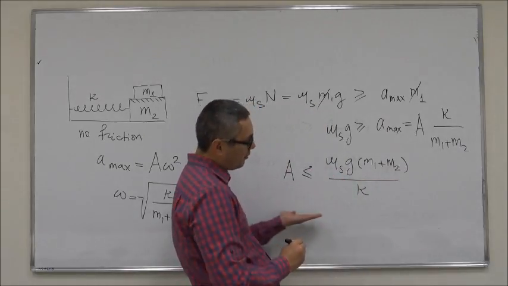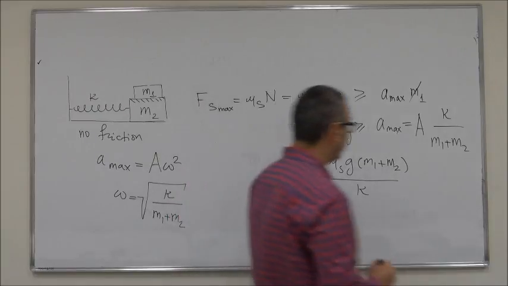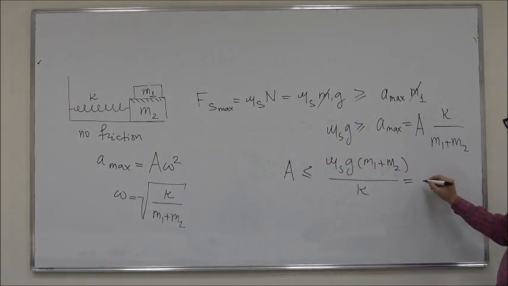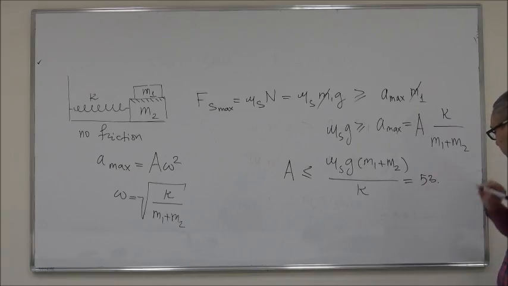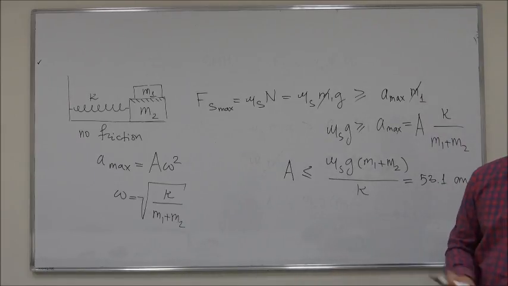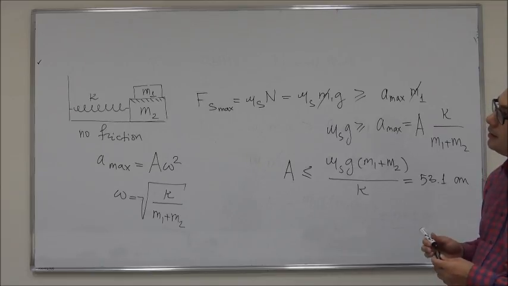So now all you're left to do is to substitute for the numbers, and when you do that, the value that you get for the amplitude is 53.1 centimeter. So if the amplitude of the simple harmonic motion is greater than this value, then block M1 will no longer sit on block M2, it will start to slip. If it's lower or equal to that value, then block M1 will stay on block M2. And that's it.